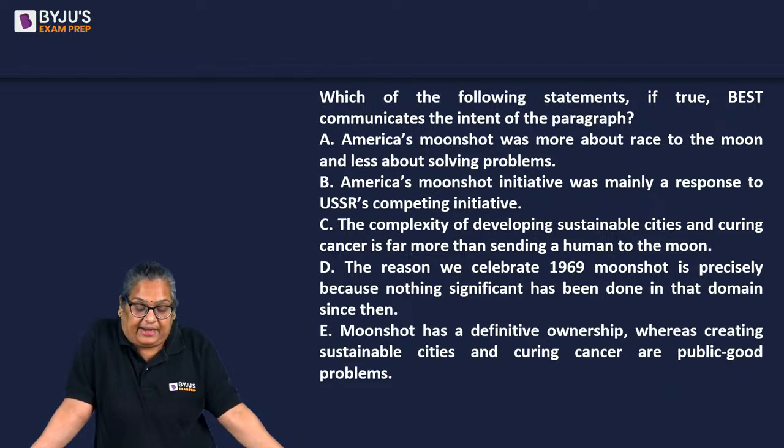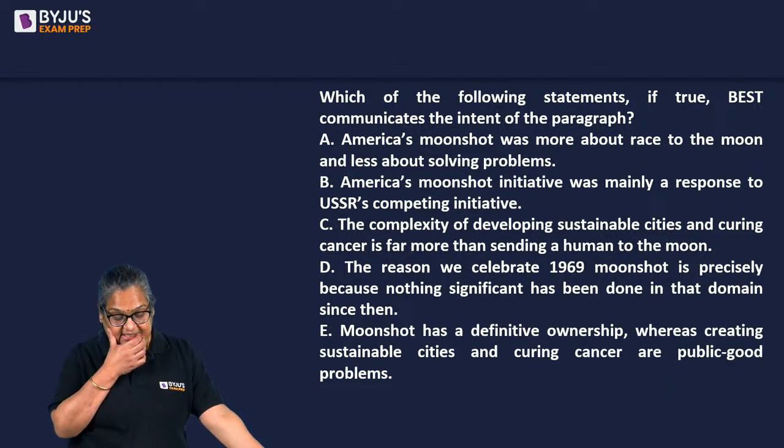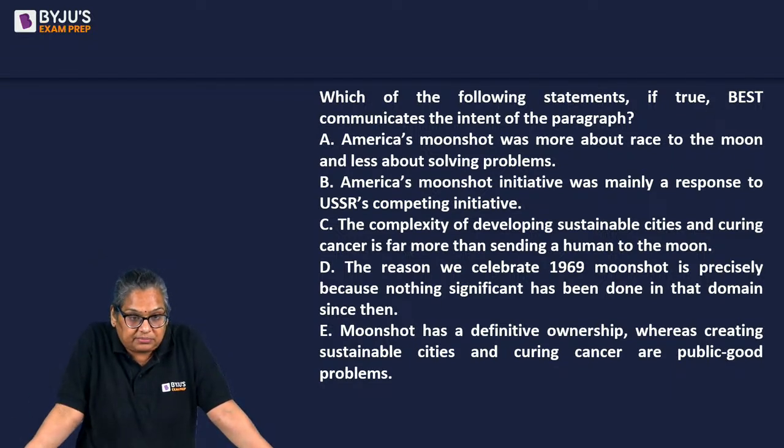What is the author actually trying to say? America's moonshot was more about the race to the moon and less about solving problems. America's moonshot initiative was mainly a response to the USSR's competing initiative. The complexity of developing sustainable cities and curing cancer is far more than sending a human to the moon. The reason we celebrate the 1969 moonshot is precisely because nothing significant has been done in that domain since then. Moonshot has a definitive ownership, whereas creating sustainable cities and curing cancer are public good problems.